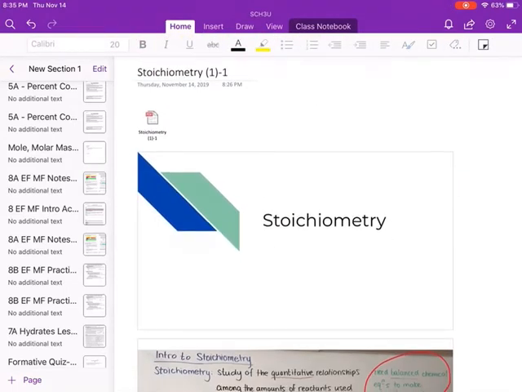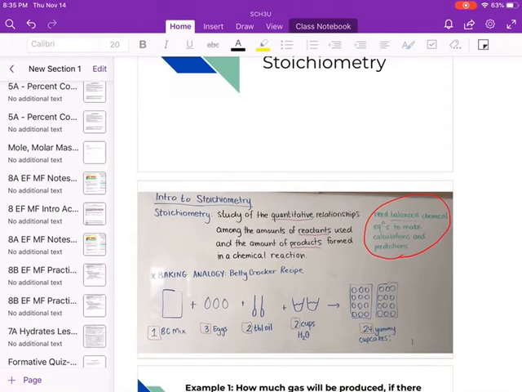So, stoichiometry. Introduction to stoichiometry. Stoichiometry is the study of the quantitative relationship among the amounts of reactants used and the amount of products formed in chemical reactions. So we're looking at the amounts of the reactants versus the amounts of products.